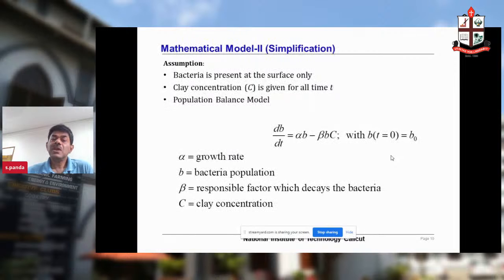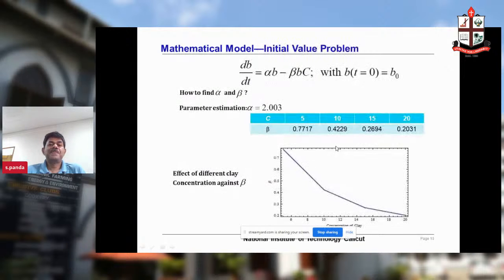So now you exclude the quadratic effect in your model, and you have a very simple one. The population is just growing or decaying, depending on only two factors. One is a growth factor, alpha, and another is beta, which is coming from your sanitizers or the chemical effect. Now, as you know, this is a very simple ordinary differential equation. If C is given, you can solve it within a minute. And now if I know my alpha, and if I know my beta parameter, so beta I have computed.